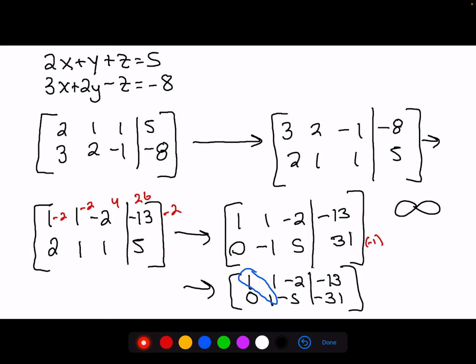This is an example of a situation with infinite solutions. But you're going to be told to write the solution set with one of the variables arbitrary. So in this case, it's asking for z arbitrary. So what does that mean?